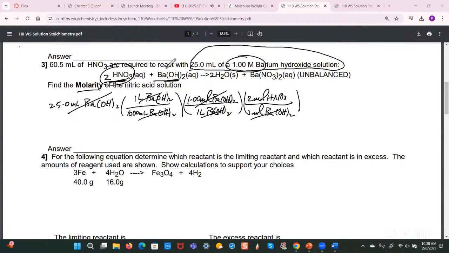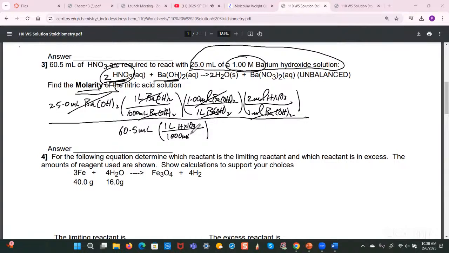But remember I said that the question is asking for what? The molarity of nitric acid. So whatever you get here, you have to divide that by the volume. What's the volume? 60.5 mL, which must be converted to liters, right? So that means you have to multiply this by 1 liter over 1,000 mL. And this is all for the nitric acid. So let me put HNO3 here, HNO3 here, and HNO3 here. So this goes with that, right? And that's it. That's the setup.